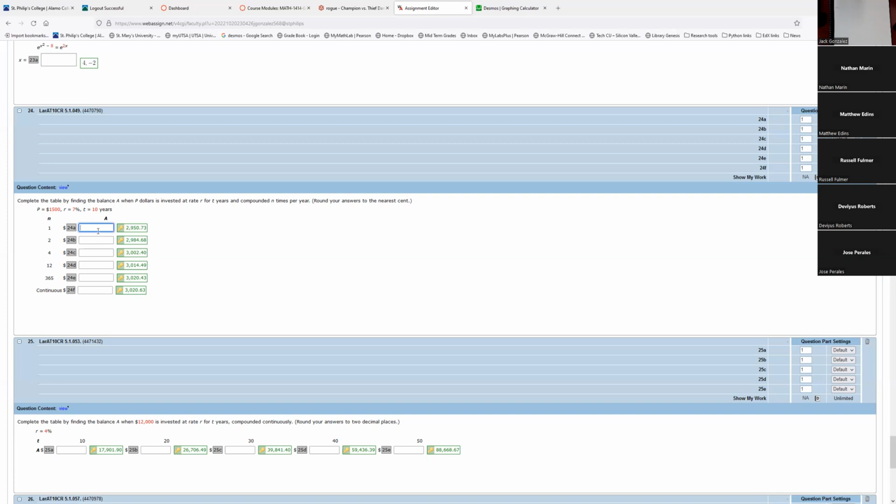Yeah, because they don't tell us how many years. Oh, here it is, 10. So all you have to do is plug this into the formula. So you're going to plug in the P they gave us, because they're compounding certain times per year, so that means use this formula.